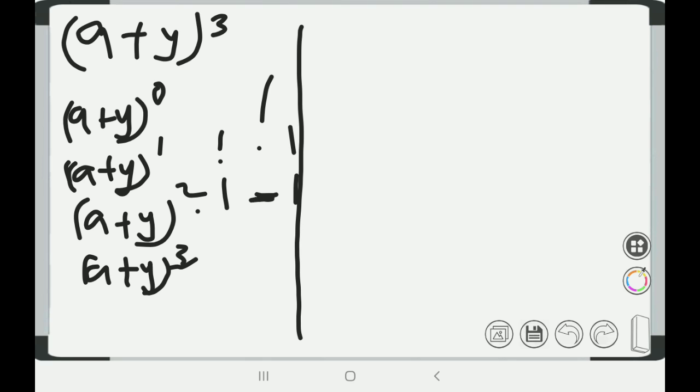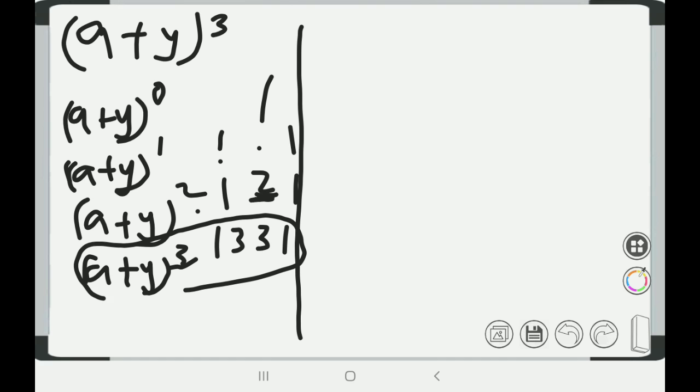So 1 plus 1 is 2, and then here we should have 1 plus 1, and then the second place of coefficient. So we sum the previous coefficients. So 1 plus 2 should be 3, and then here 2 plus 1 should be 3. Then the last one 1. So this is the final answer of coefficients of a plus y raised to 3.